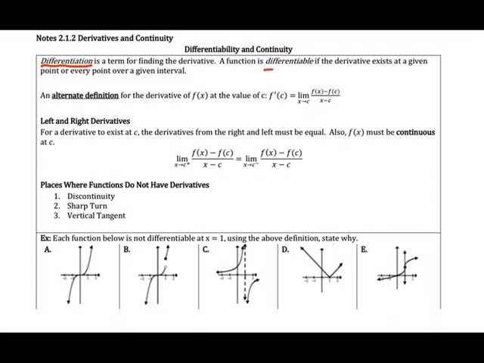A function is differentiable at a particular value if the derivative exists at that particular value. Or we could say it's differentiable everywhere if the derivative exists everywhere.